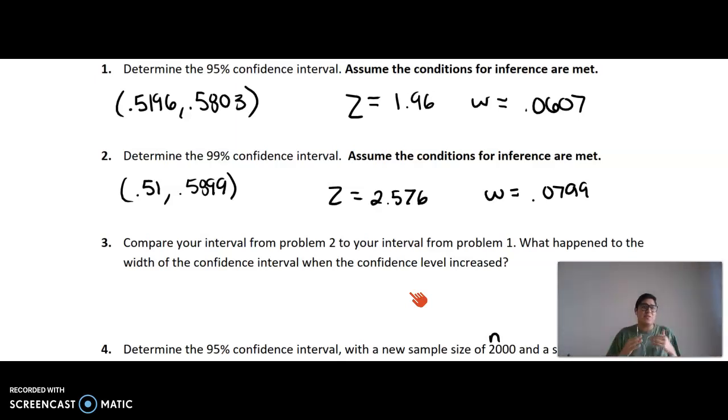But greater confidence means you have a better estimate. Now, you also have to ask yourself, well, isn't it wider? Isn't there more margin for error? And you might be onto something.